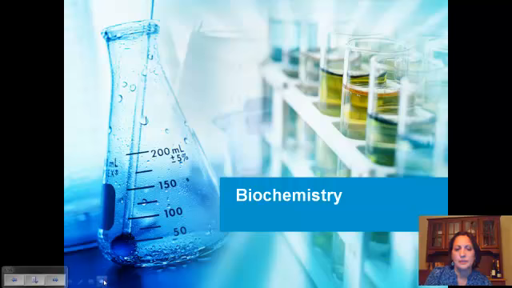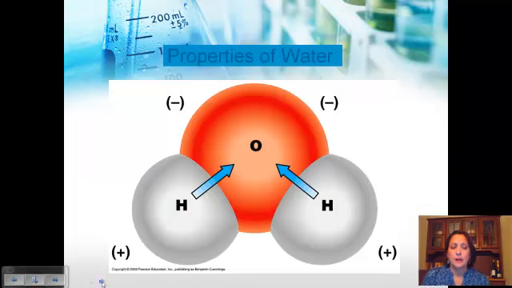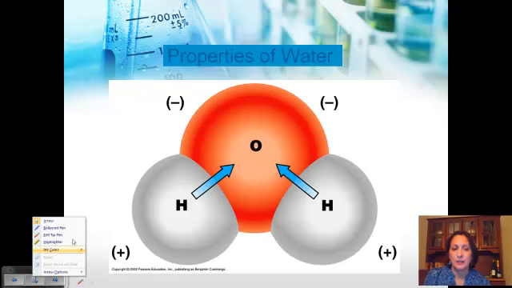Okay, this is the first video in the Origin of Life unit, and we're going to talk about biochemistry, or the molecules that are found in living things. So the first molecule we're going to talk about is water, and water is a polar molecule, and it is polar because it has an uneven distribution of charge. So the oxygen is electronegative, meaning that it has a negative end to it.